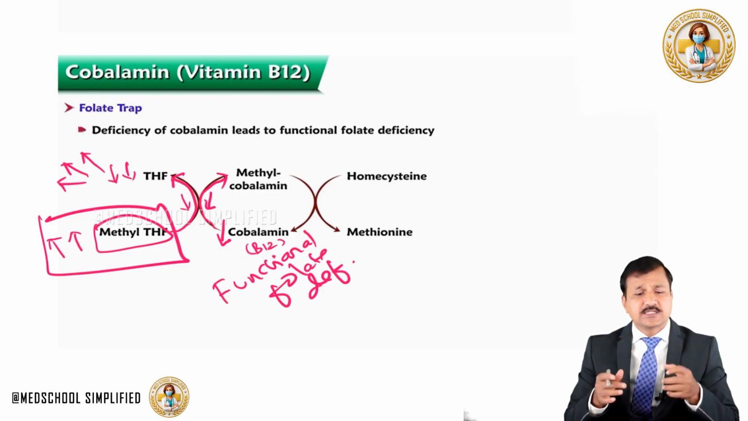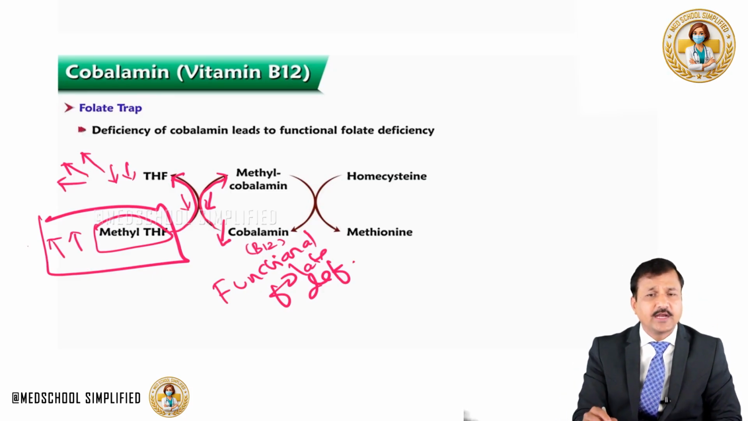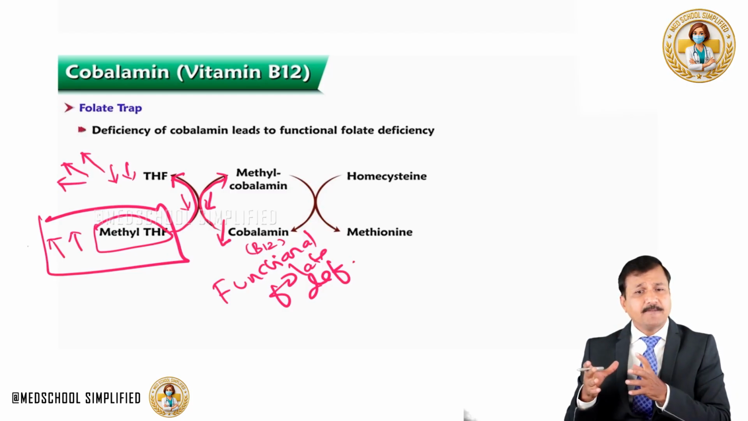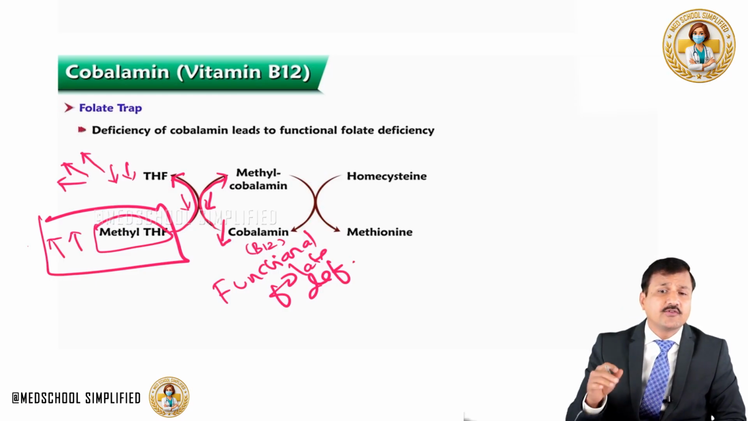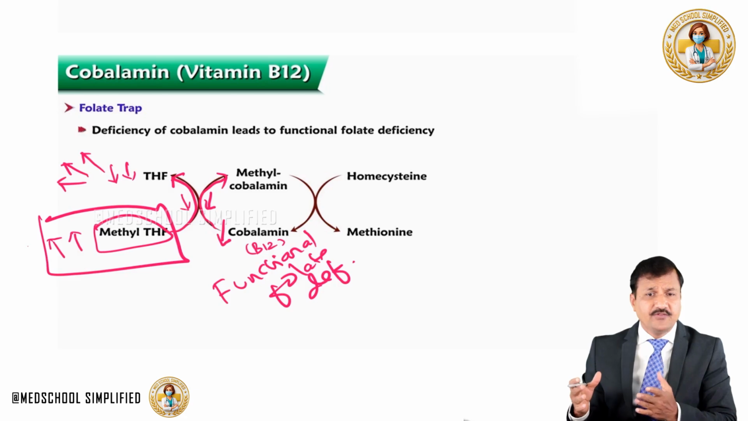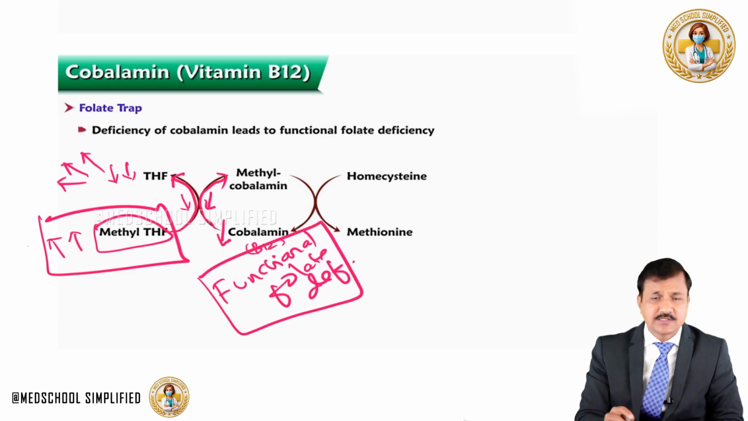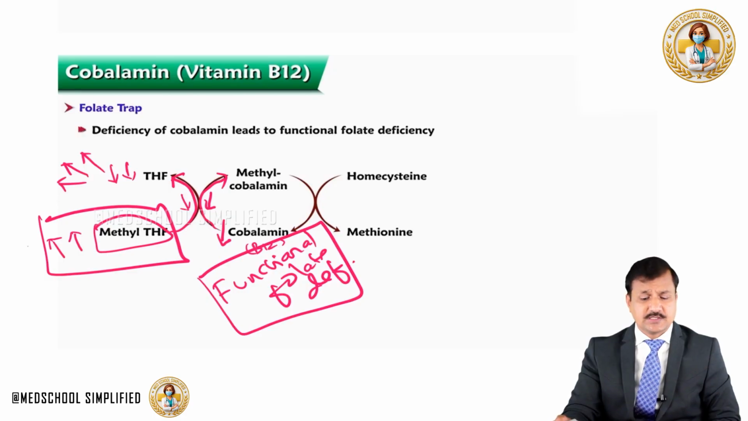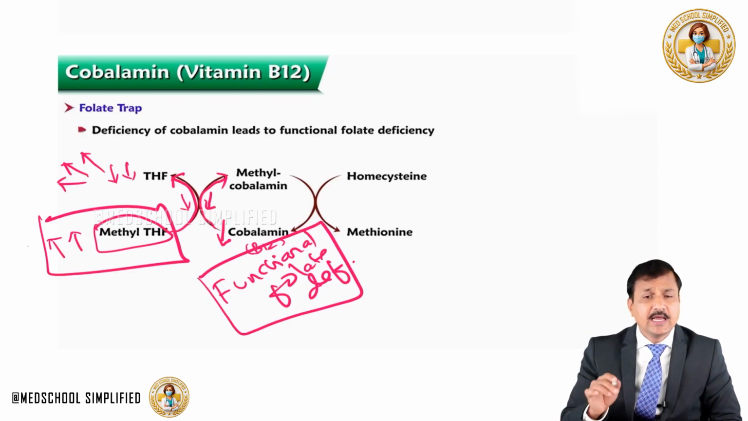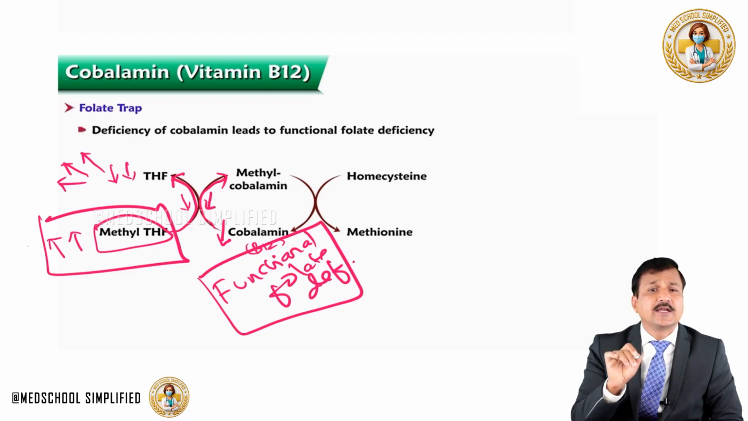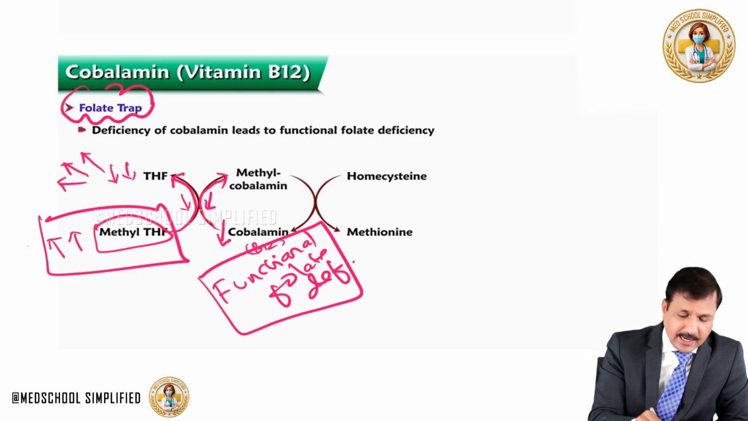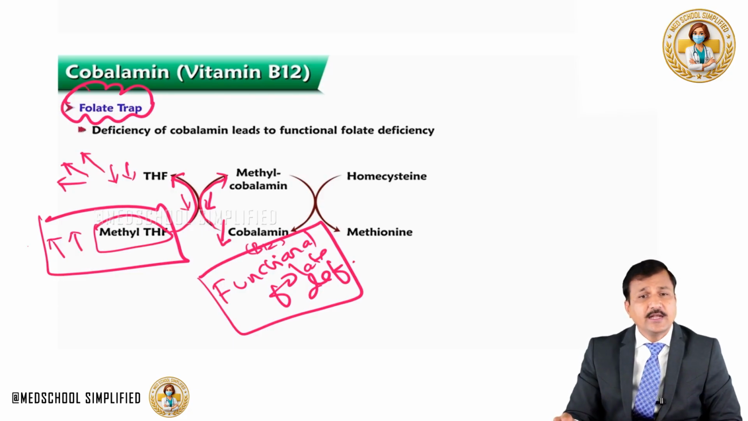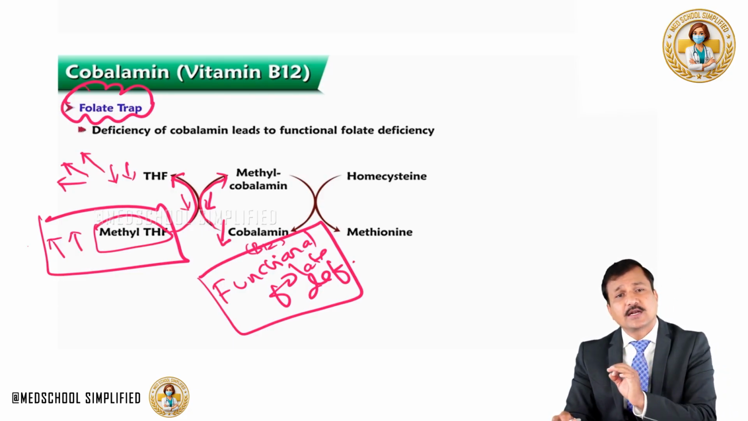So all the folate inside the cell is trapped as N5-methyl tetrahydrofolate, and that means folate is there, but in the form of N5-methyl tetrahydrofolate. So other tetrahydrofolate derivatives are not available, they become deficient. That's why we call this kind of deficiency functional folate deficiency. So what is the cause for functional folate deficiency? It is cobalamin deficiency that leads to functional folate deficiency. Make sure you remember this important concept, which is called the folate trap, because here folate is trapped as N5-methyl tetrahydrofolate.